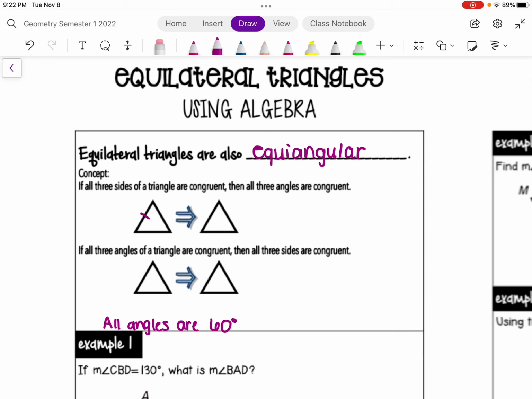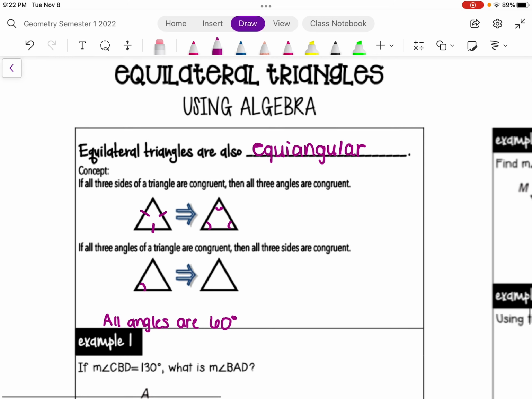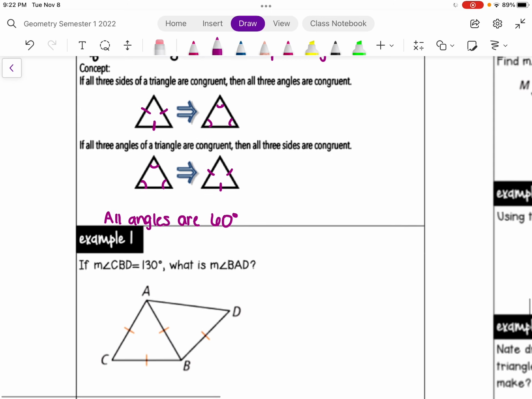How do we know if it's an equilateral triangle? All 3 sides are the same. It must mean that all 3 angles are the same. Okay, but that also means that if all 3 angles are the same, all 3 sides must be the same. So what does that look like?